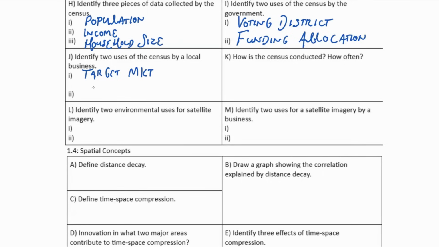They can also find a workforce. So not only a market, but a labor pool, because they need people to actually do the job or else they wouldn't have any products to sell. So finding a labor pool is another reason that businesses would use the census.